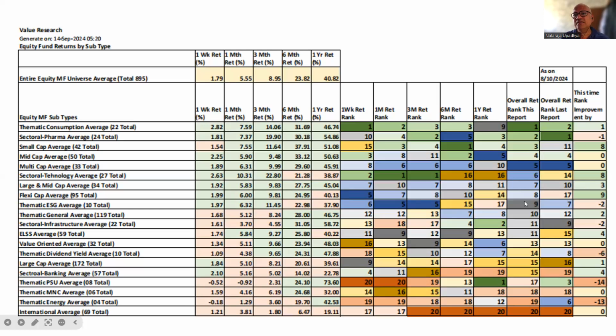Overall ranking is 8. It used to be 17. So there is a favorableness or an attractiveness by 9 points. That is flexi cap for you.